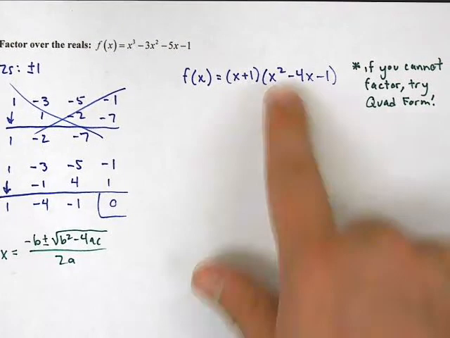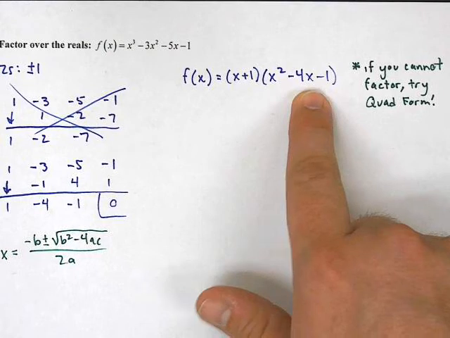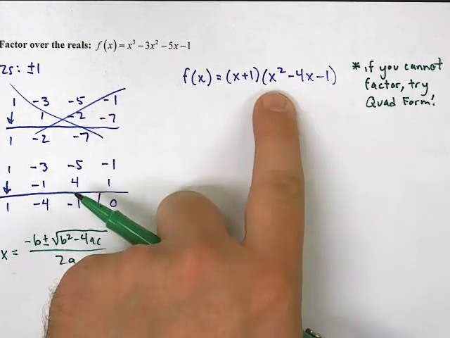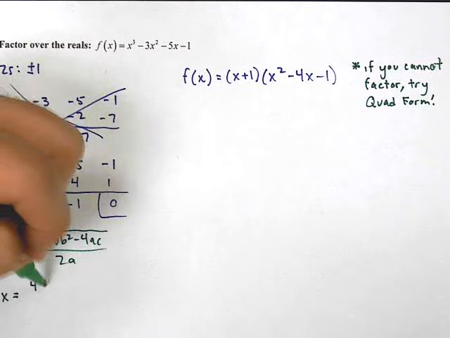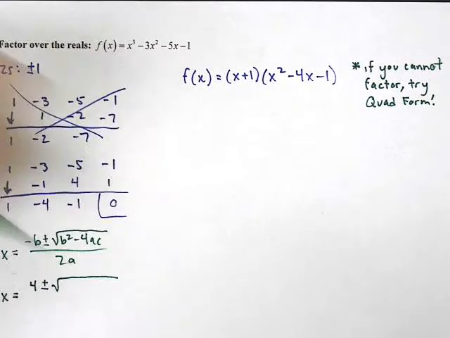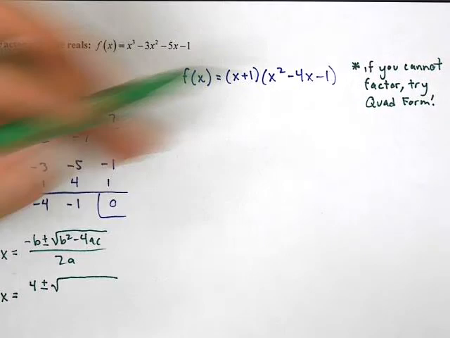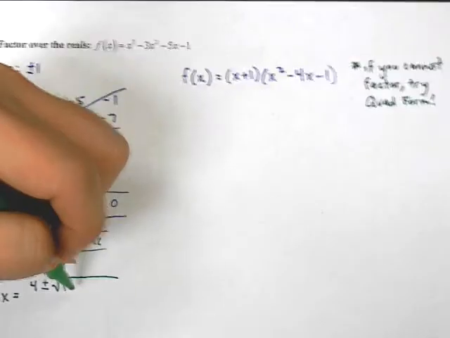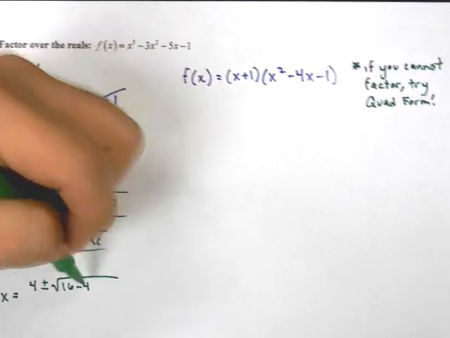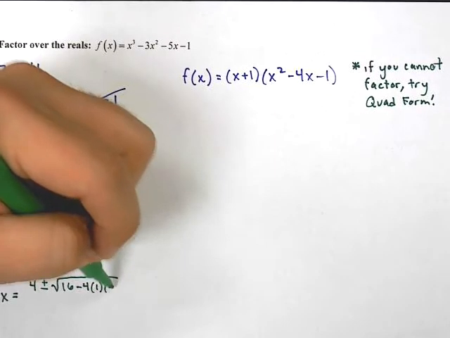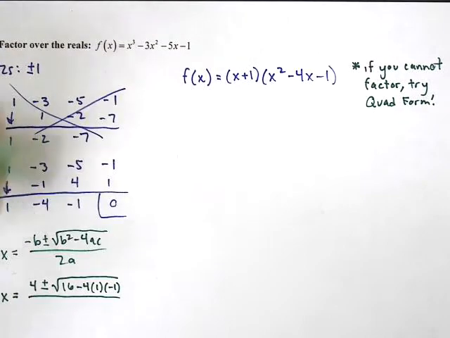Alright, this is what we're trying to factor or get the solutions for. So this will be my a, my b, and my c value. So let's see here. X is equal to, my b value is negative 4, so this will be positive 4 plus or minus the square root of b squared, 16, minus 4 times 1 times negative 1 all over 2. Alright, 2 times 1.